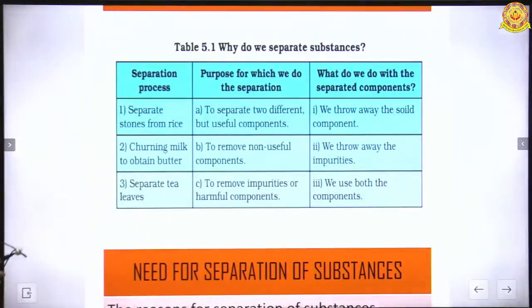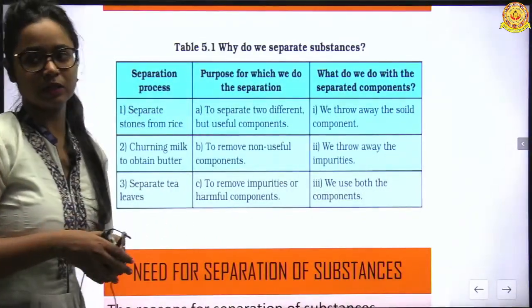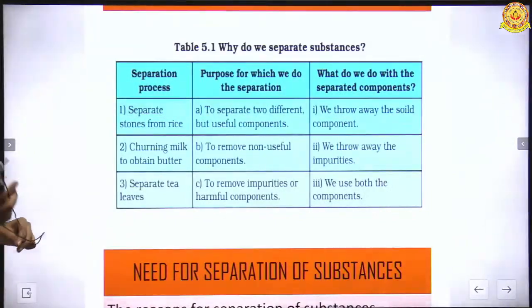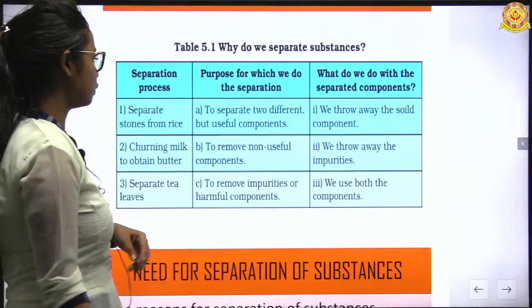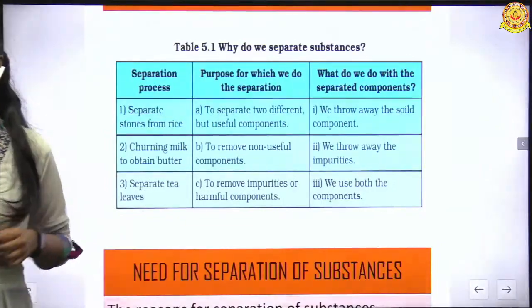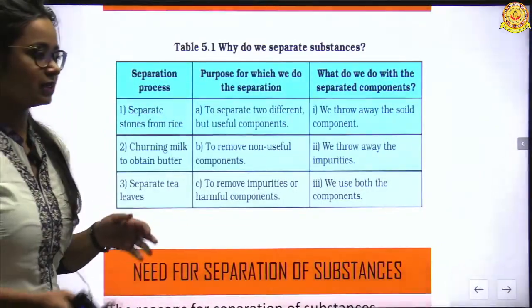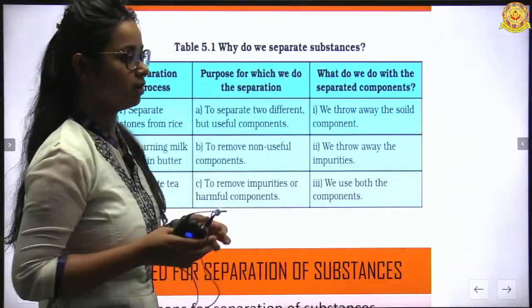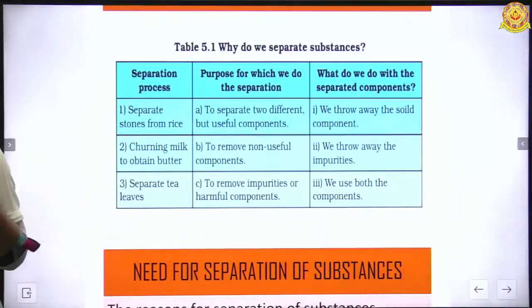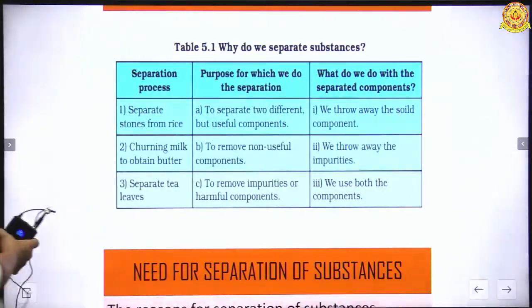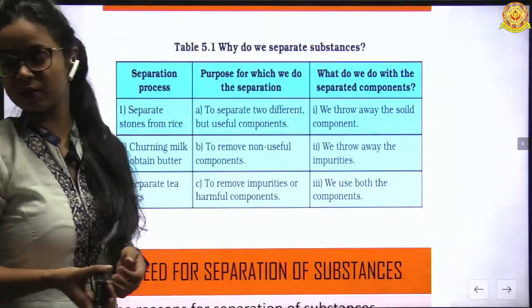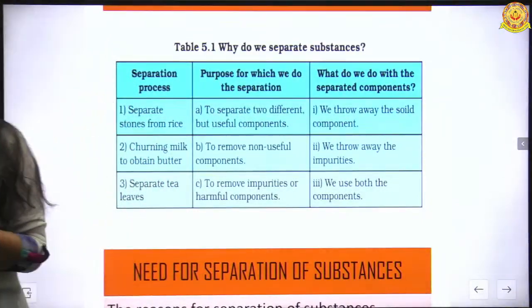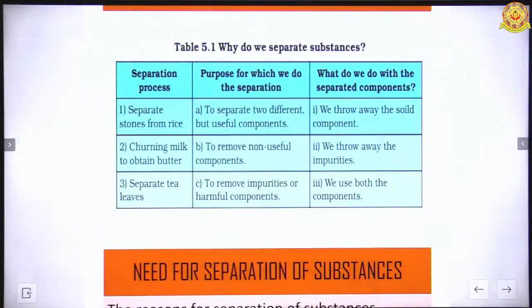First one, if we talk about separating stones from rice, then what is the purpose of doing that? To separate two different but useful components. For example, there is rice and stone mixed together. You will just remove the stones because they are not needed. Next, we throw away the solid components, for example, as I told you, stones. If there is a mixture of stones, you will separate the stones from the mixture.